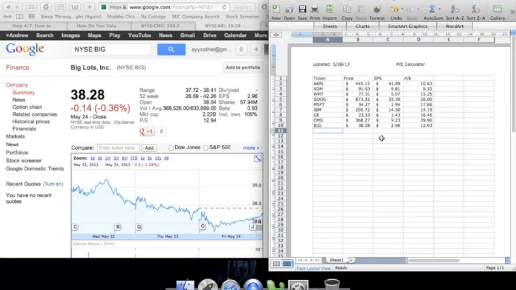So if I was doing a comparison, I would see Big Lots is actually cheaper than Chipotle, so it might be a better buy. Now, you don't want to use just the PE ratio when you're buying stocks. It's important to learn about all the other different things about stocks before making a decision, but this is a great place to start, and gives us a good idea right away that if we see a high PE ratio, maybe we should look somewhere else.